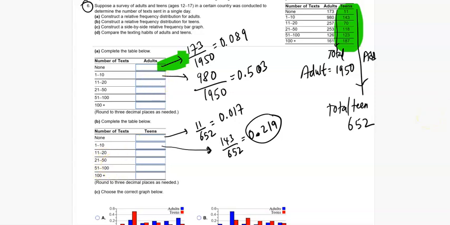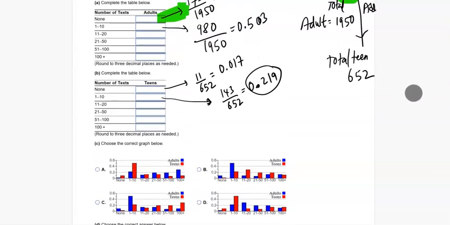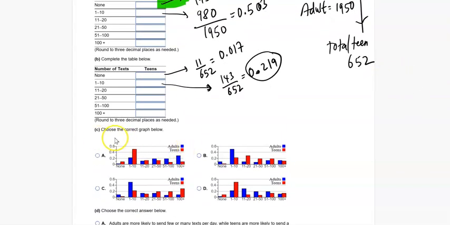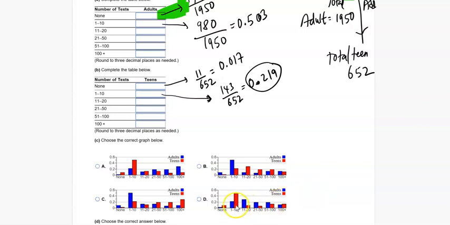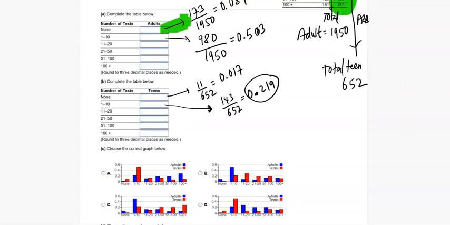Now let's choose the correct graph. If you look at the graph carefully, you see this way is the relative frequency, this way is the number of texts, and if you look at the matching here, let's say the first one is none. Let's see which one matches here. I think C matches here. See, the none relative frequency is going to be 0.089. Here it is close to 0.10, right? 0.089 is pretty much close to 0.09, so it's going to be this.